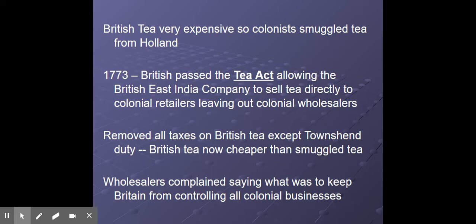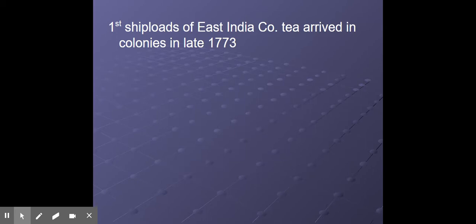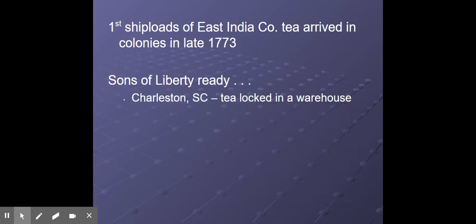Now, this is going on while a bunch of tea is coming over to the colonies. The first shiploads of British East India Company tea arrived late in 1773, and the Sons of Liberty are ready. In Charleston, which is in South Carolina, they take the tea off the boats, but they lock it in a warehouse. And they say, look, it's just going to sit there and rot, because we're not going to sell it and we're not going to buy it. So they take it off the boats and lock it in a warehouse in Charleston.